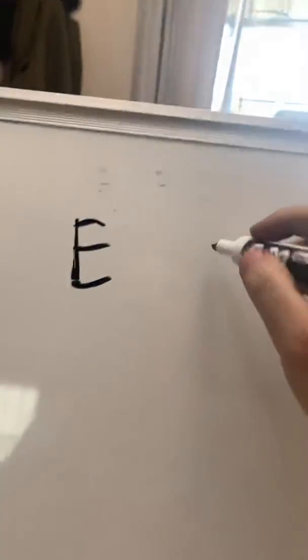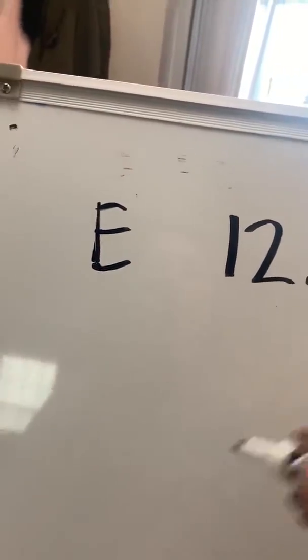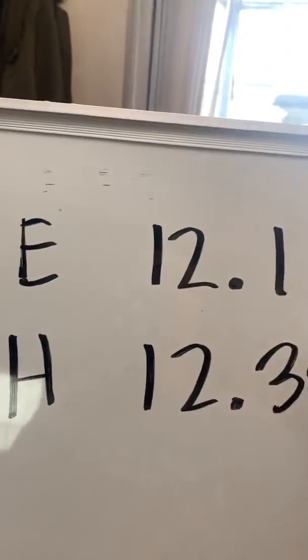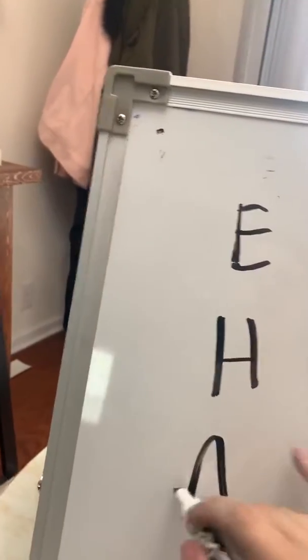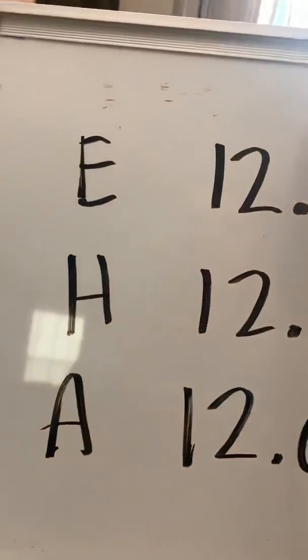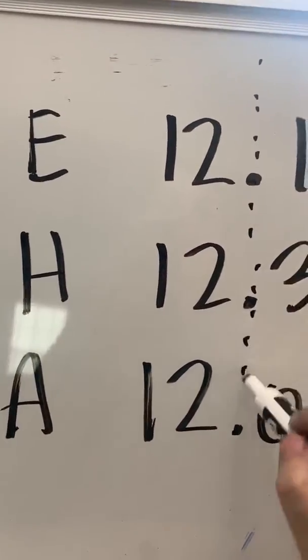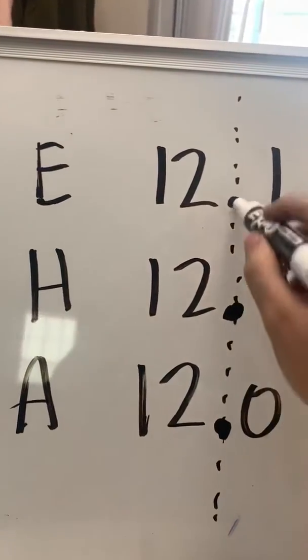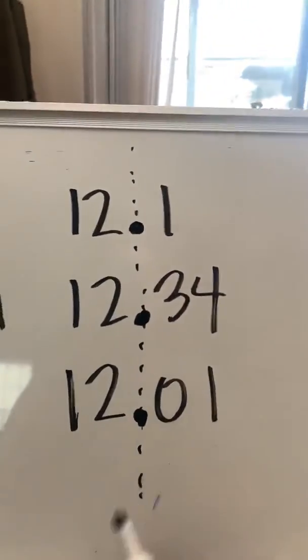Emily's time was 12 and 1/10. Hannah's was 12 and 34 hundredths. And Anna's time was 12 and 1/100th. All right, when I'm comparing decimals, it's very important, just like when I'm adding and subtracting, that I line up my decimal points so I can look at the place values compared to each other.